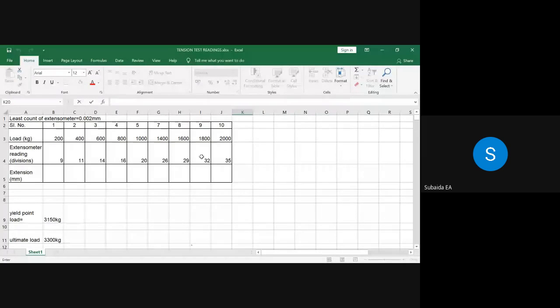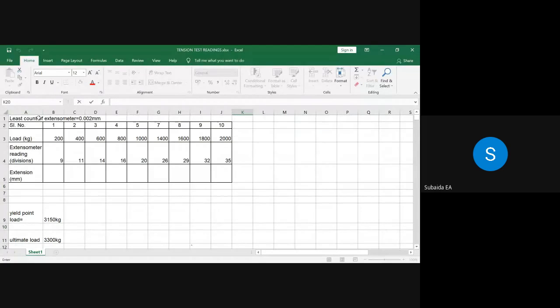It is available here. Whatever is given, I will tell you. You are given the load. The tabular column I have already shown you. In that, the load and its corresponding extensometer reading is given to you. I don't know why I cannot project it. Okay. So the load and the corresponding extensometer reading have been given to you.